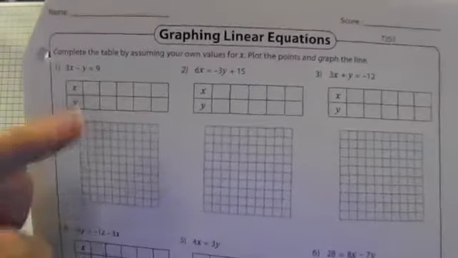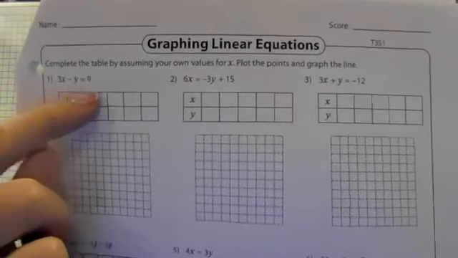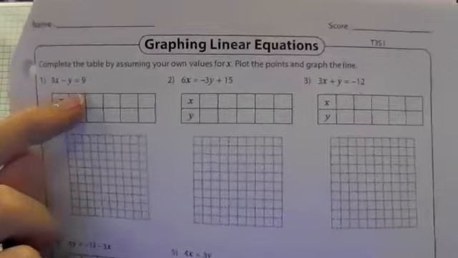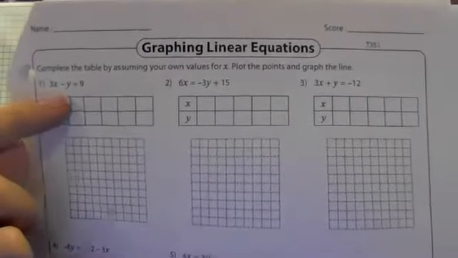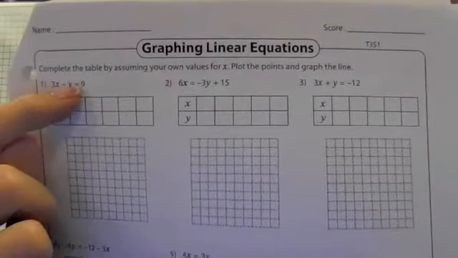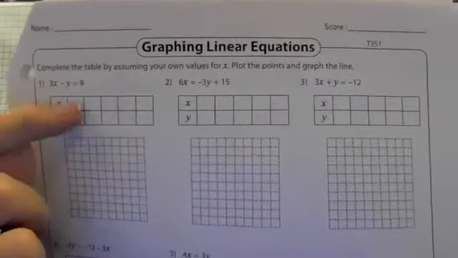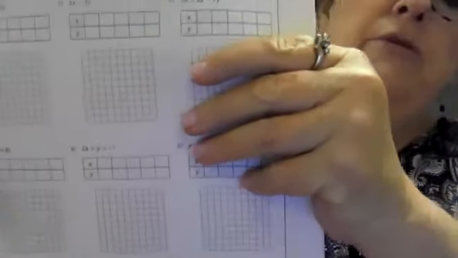So that's the only difference here. You're still going to solve this equation right here for y. I'm on page 2. You just have to solve this for y on a piece of scrap paper. Then choose your x's, plug them into the solved equation, and then plot those. Plot the points. That's all you're going to do on this page 2.